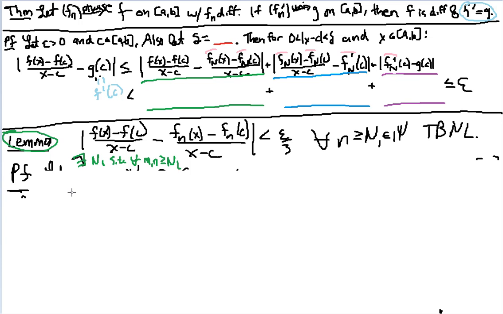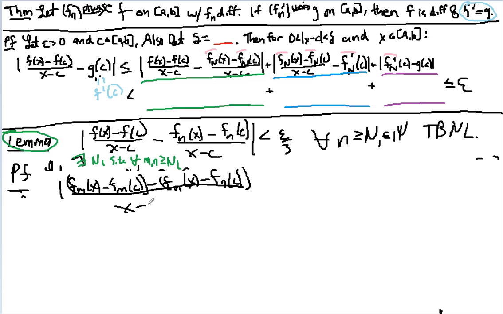It boils down to, I need to get my pencil back. So organized. There exists an n1 such that for all m and n, if you do some algebra to rearrange it, you get fm of x minus fm of c minus fn of x minus fn of c over x minus c, absolute value is less than epsilon over 3.